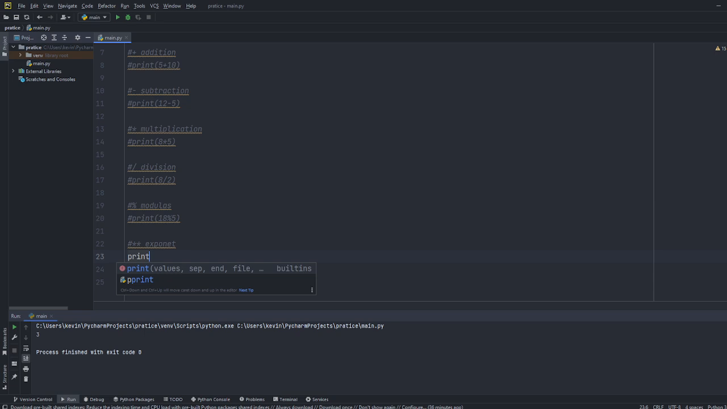Then there's exponents. Print 5 2 stars, the second power. To print this out, it's 25. 5 squared is 25. We use 3. 3 squared is 9. 3 to the third power is 27. So in exponent, you use 2 stars. And finally, there's floor division.